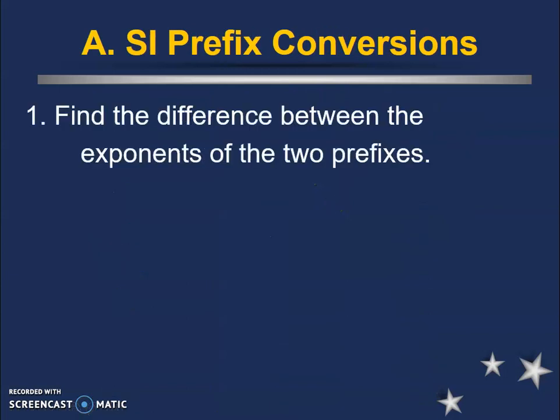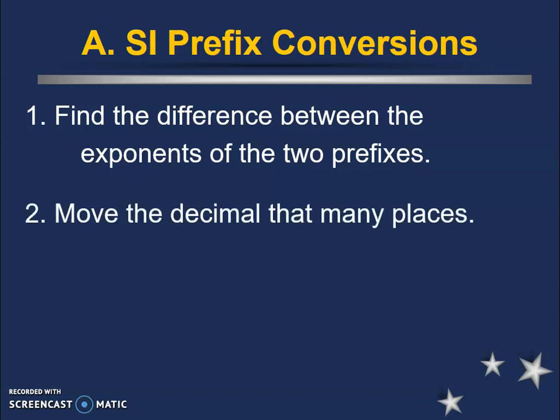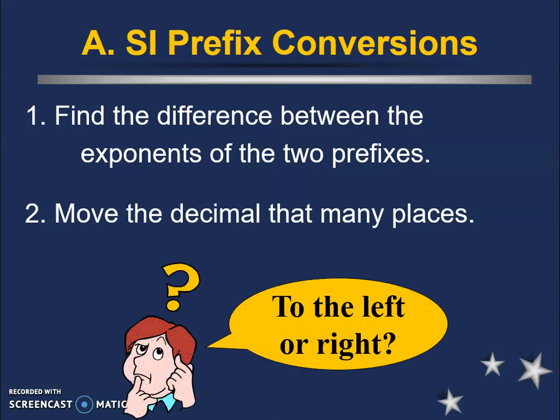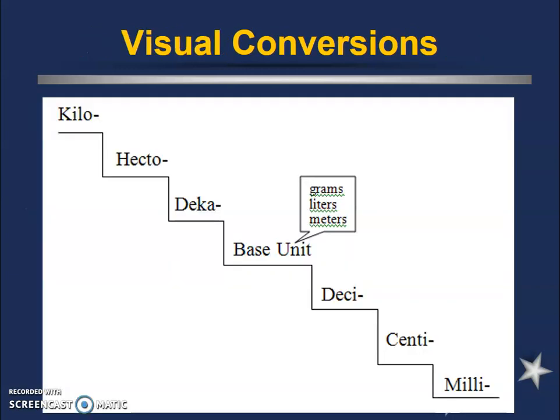Okay, so all you need to do is find the difference between the exponents of the two prefixes. So if you're going from centimeter to a meter, you've got to find the difference, and you just move the decimal that many places. But then the question is, which direction do I move the decimal? Do I move it to the left or to the right? I like to draw mine like a stair step like this because this gives me a little more direction. Since these are lower, these are smaller, and as you move up, those are larger.